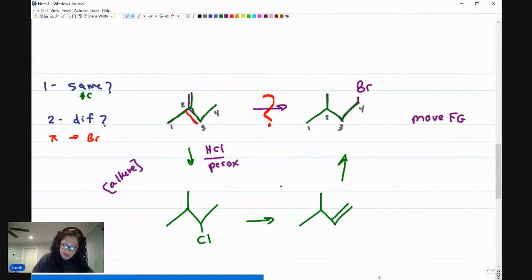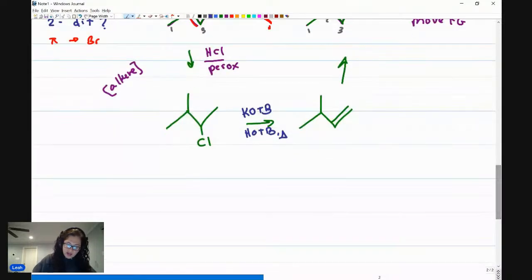And Hoffman elimination means I require a big bulky base, something like tert-butoxide. A tricky way to write it is KOtBu in HOtBu and heat. Let me explain what that is.